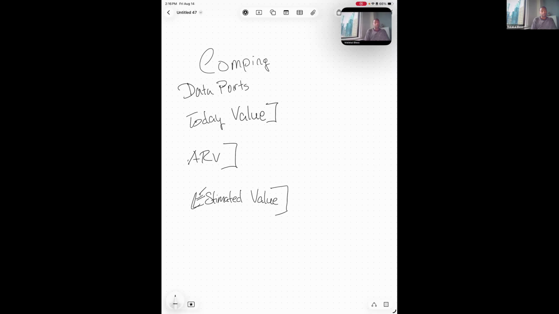I'm sure you've had properties that are hard to comp literally local to you, just because sometimes you're in a certain area and it's like, why is this the only home within 3, 4, 5 miles that looks like this? It happens, right?